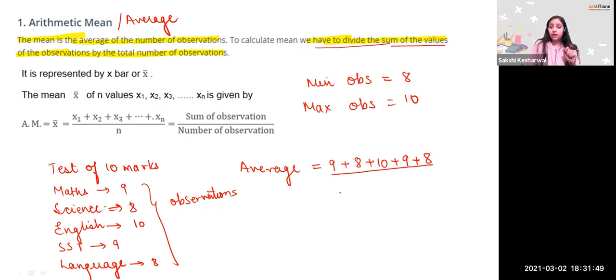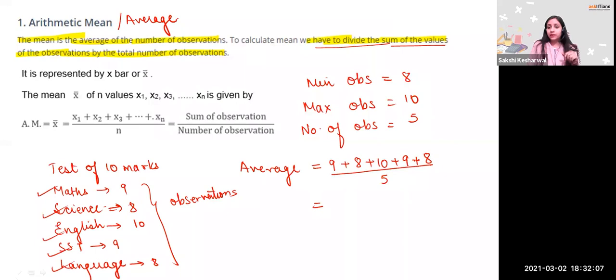So average is the sum of observations upon the number of observations. Number of observations means how many observations you have taken: 1, 2, 3, 4, and 5. 5 exams, so divided by 5. So what you do, you just add it up, right?